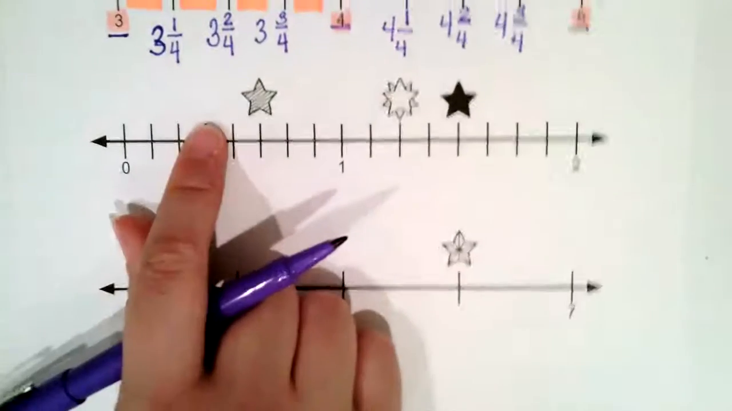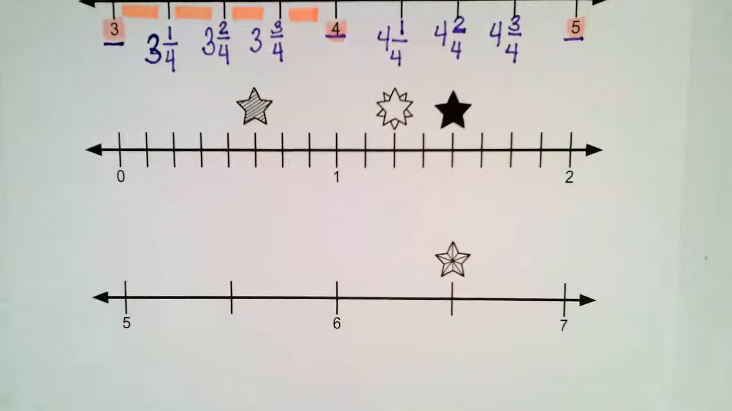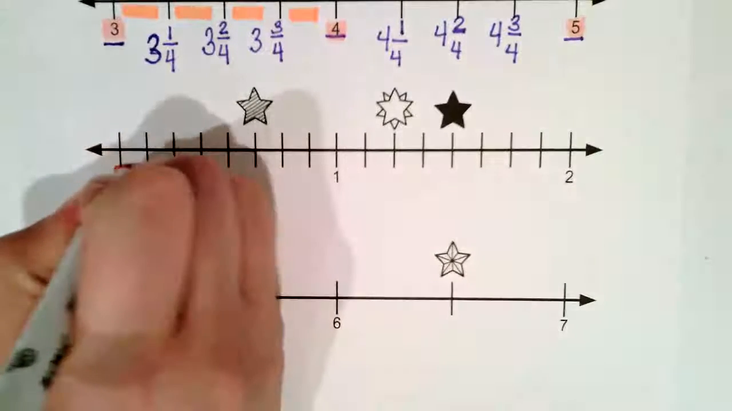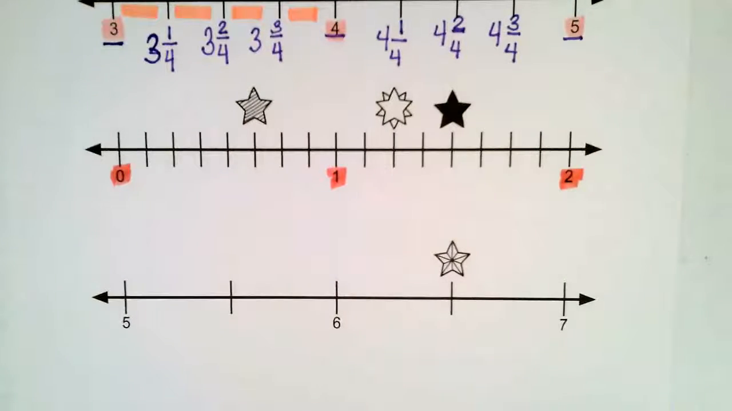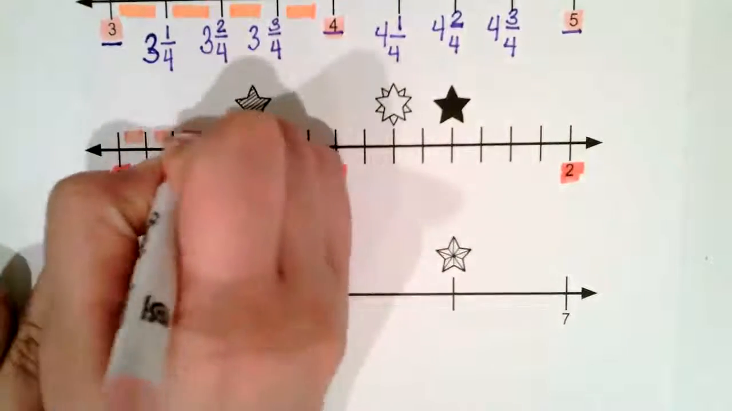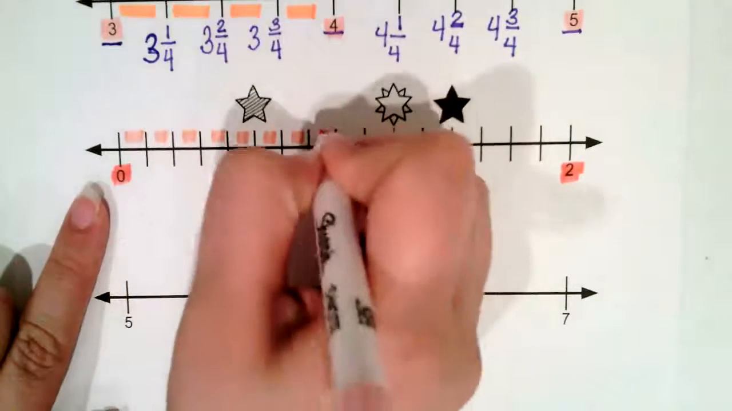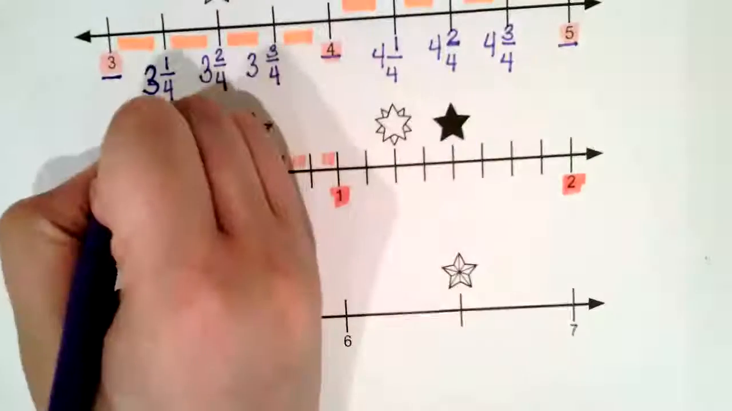Let's try another one. So we're going to look at the whole numbers. I want you to circle the whole numbers on this number line. So what are my whole numbers? I have 0, 1, and 2. Those are my whole numbers. Let's count how many spaces we have between 0 and 1. I have 1, 2, 3, 4, 5, 6, 7, 8. So between 0 and 1, there are 8 parts.